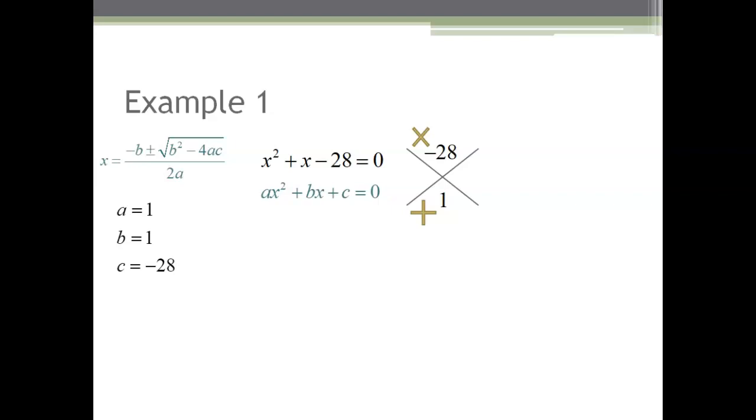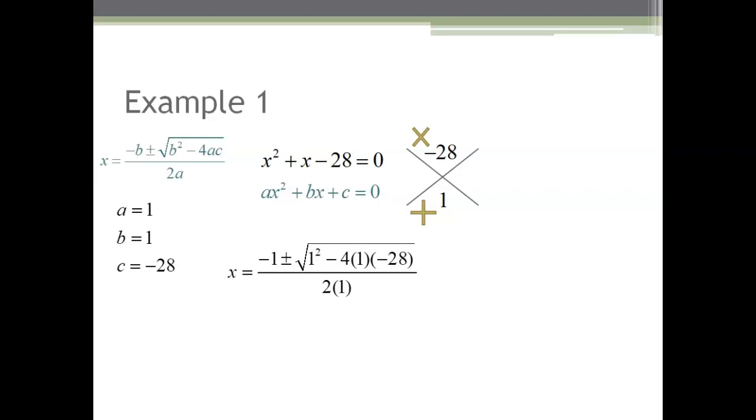All right, so now we're ready to plug this into the formula. So we have x equals negative 1 plus or minus the square root of 1 squared minus 4 times 1 times negative 28, and all of that is over 2 times 1. Now what I'm going to do is start with what's under the square root and try to simplify that as much as possible, being really careful with any negative signs.